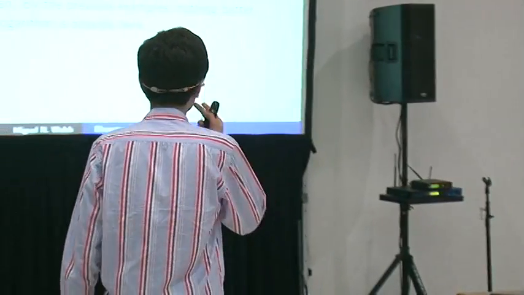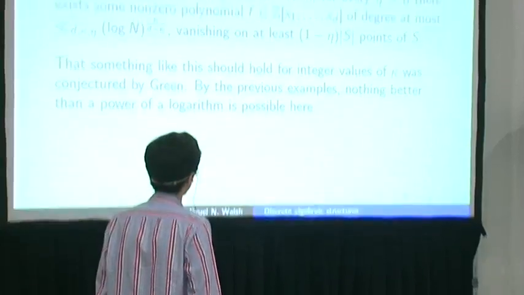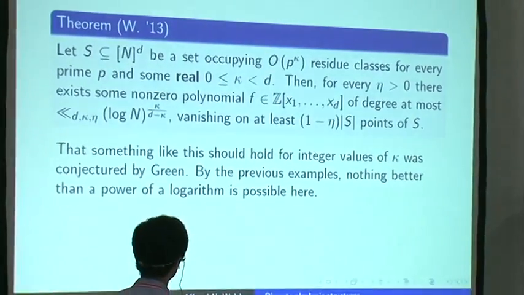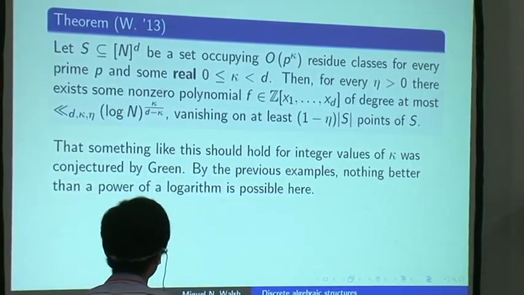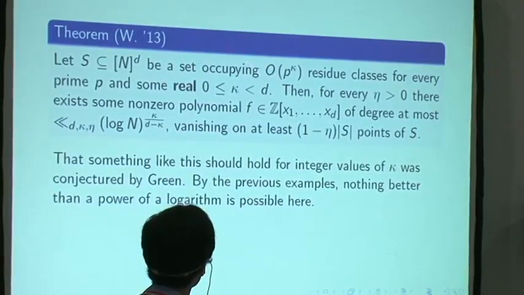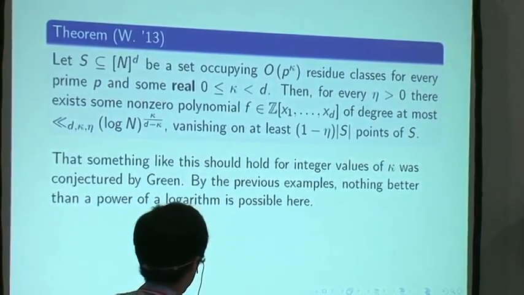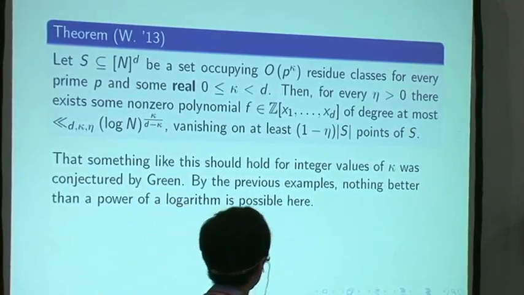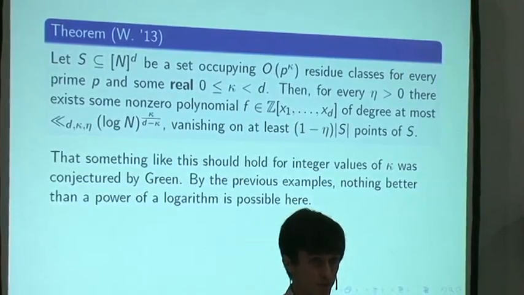And that something like this should hold for integer values of kappa was conjectured by Green. Although his conclusion was a little bit different, it has the idea. And it turns out that one can in fact prove this for any real value, and in fact get a logarithmic exponent, which one wouldn't have expected to get such a strong bound. So by the previous examples, nothing better than a power of a logarithm is possible here.